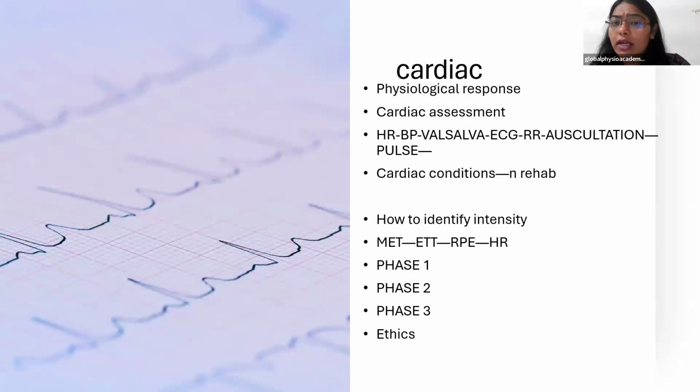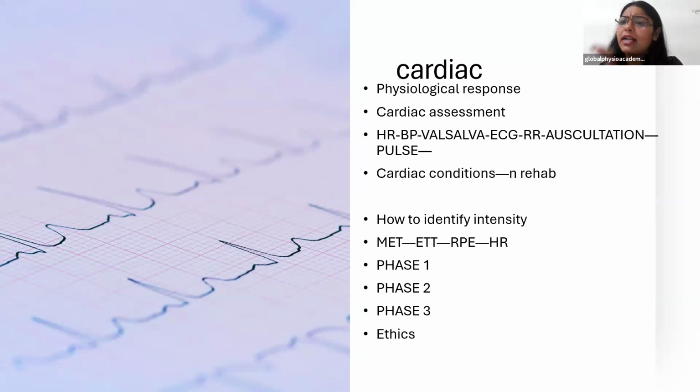Let's go through a few things in cardiac. Cardiac physiological response, like the normal physiological response: what is heart rate, BP, what is the Valsalva maneuver. It is very important to understand the basic things first. ECG, respiratory rate, auscultatory findings, pulse. Do you know what the signs of hypoxia are? How to evaluate? For cardiac patients and cardiac conditions, it's easy.